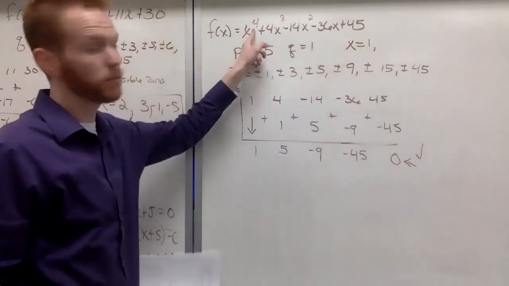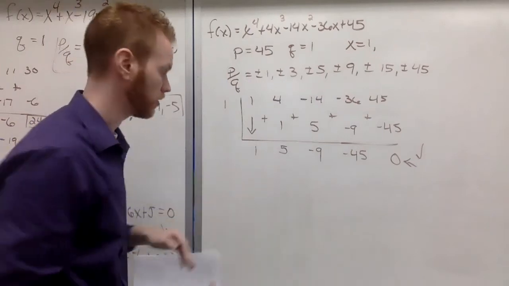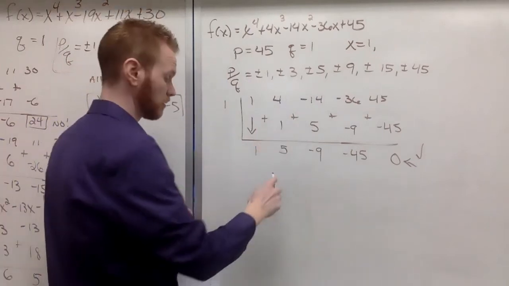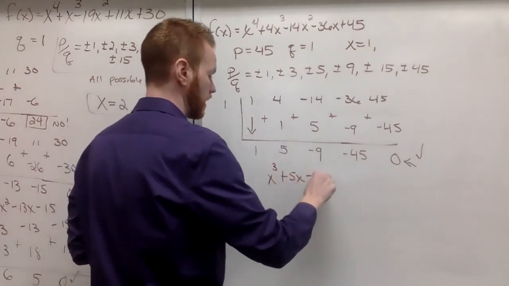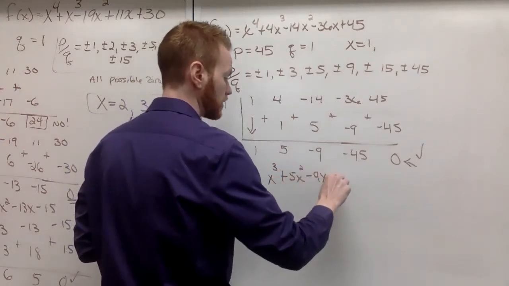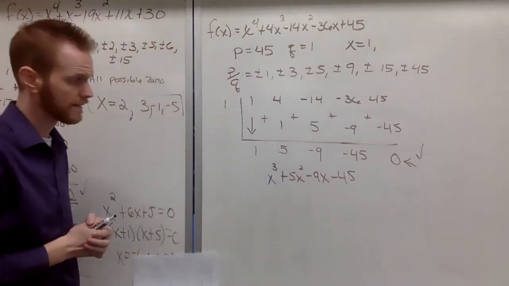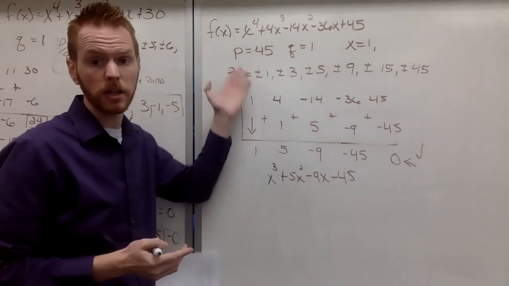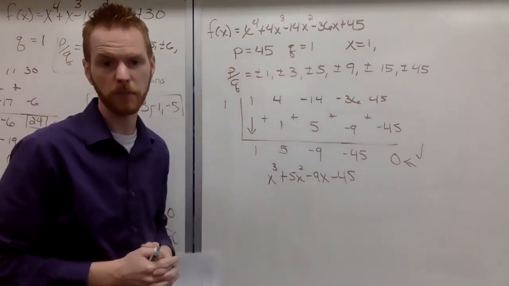I still have 3 more to look for. Now, what I'm going to do, let me write out this depressed polynomial just to see what it looks like. See, it's x cubed plus 5x squared minus 9x minus 45. All right. Now, we could continue to divide, or we could try and solve this guy for the remaining part.